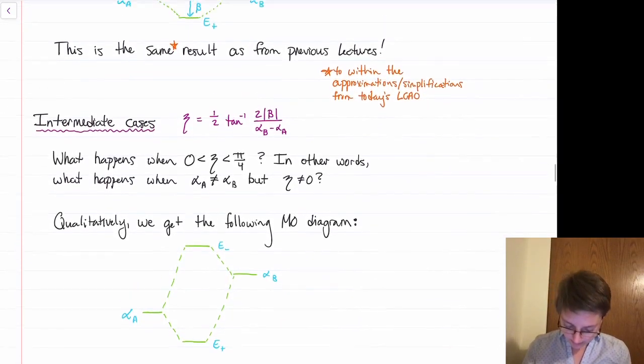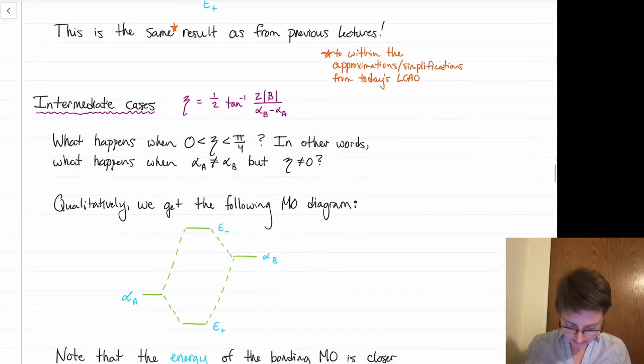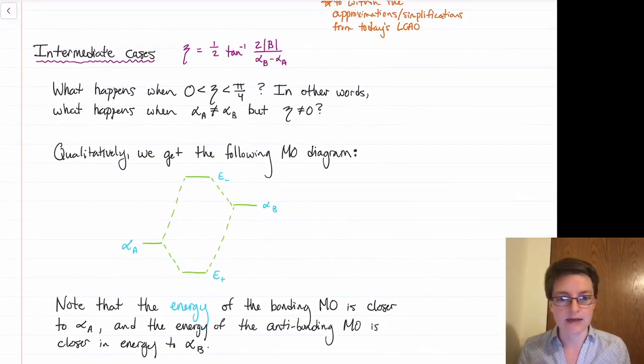And so where a lot of interesting chemistry lies is somewhere in this intermediate region. What happens when zeta is bigger than 0 but less than pi over 4? In other words, what happens when our two orbital energies are not identical to each other, but there's still some overlap and some energy stabilization? In this case, I'm going to draw you qualitatively what this MO diagram looks like.